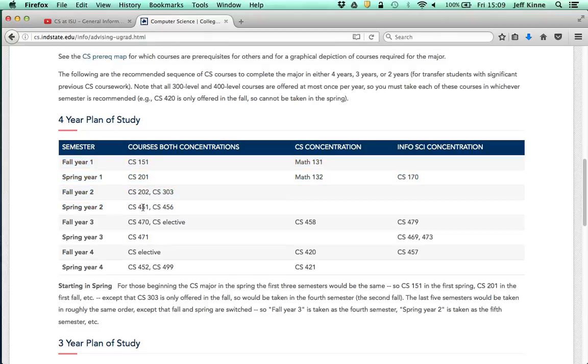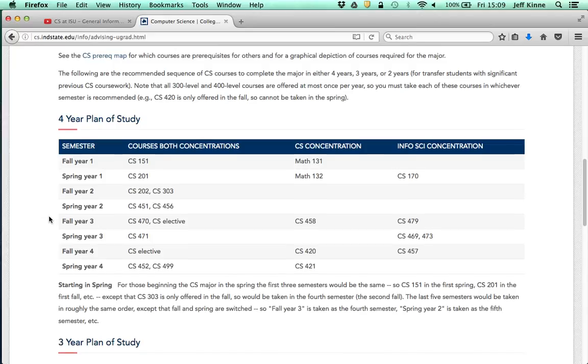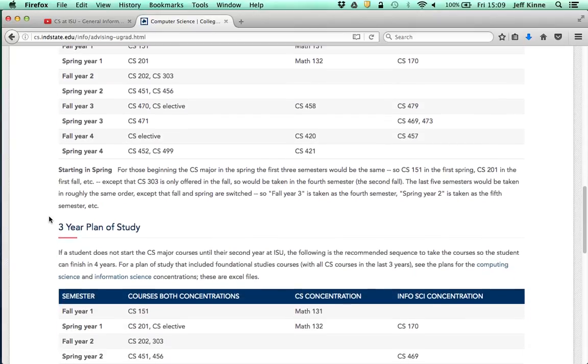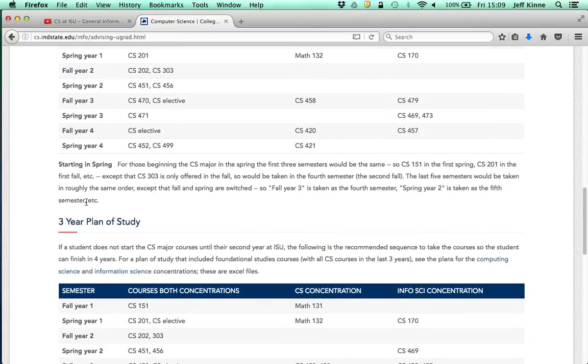This 451 and 456 could technically be taken later, but they're really foundational, so most people should be taking them in the spring, in their 4th semester if possible. And there's some information here about if you start in the spring instead of the fall.